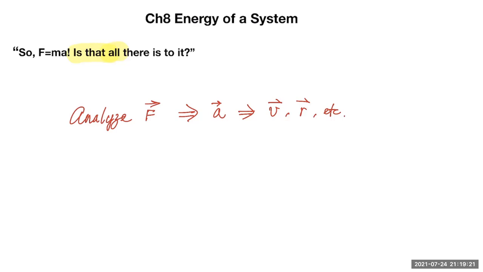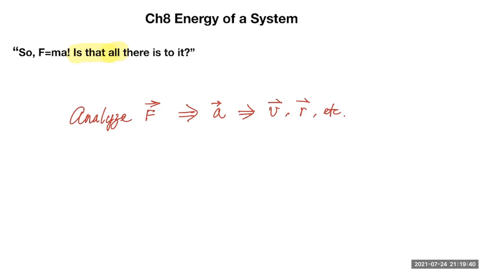Okay, so in this sense, if I ask a question, is that all there is to it when it comes to classical mechanics, other than Newton's three laws, especially Newton's second law? Well, in principle, you can answer, yes, that's all there is to it, because everything else, if there's anything, will have to be derived from Newton's laws, right?